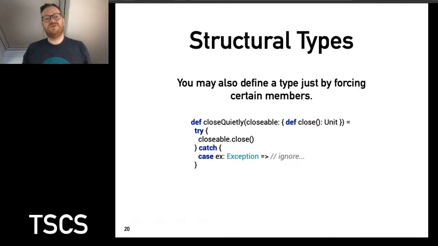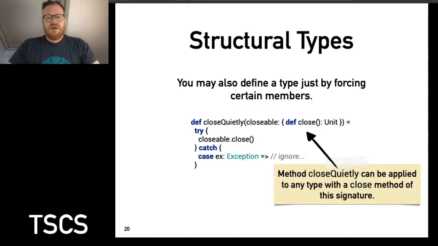Then you can just use structural types and say, I just need this close method to be defined like this, and don't bother about in which inheritance structure that is. This is pretty neat because the compiler actually builds the inheritance structure to make it compatible on the fly, which is so neat. So this means that this method closeQuietly can be applied to any type with a close method of the signature. And this is really, really neat.